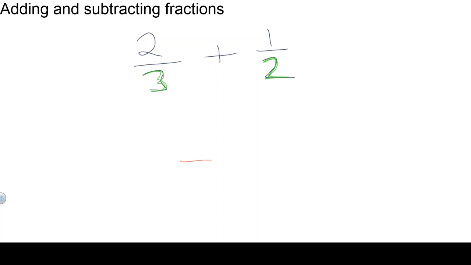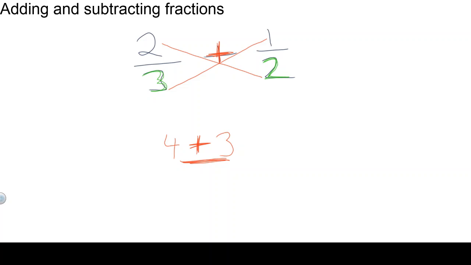You know the answer is going to be a fraction, so let's just get that line there. Right, here we go. 2 times 2 is 4. 3 times 1 is 3. Don't forget there's a plus symbol in between. That plus symbol there goes right there.